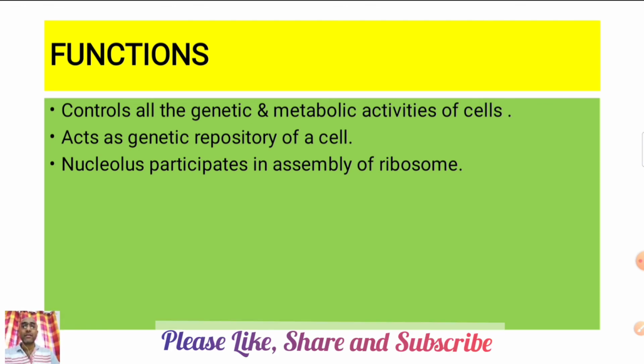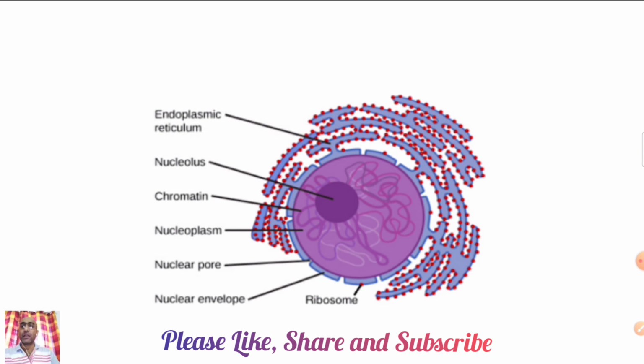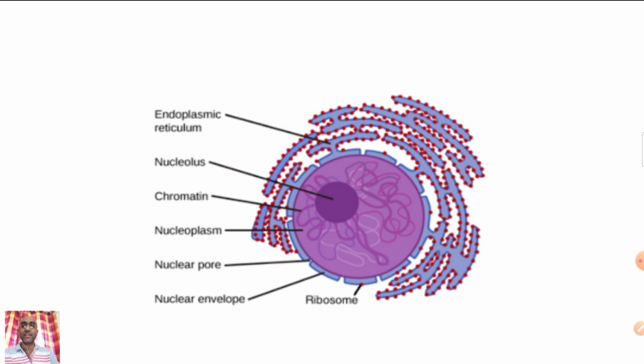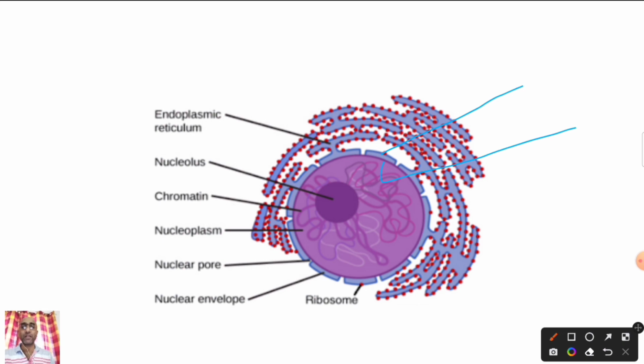And then we will go to the diagram of the nucleus. This one is the diagram of the nucleus. As you can see, there is the presence of outer and inner membrane. Just a minute, let me draw here. This one is the outer membrane, this one is the inner membrane. Got it? The outer membrane remains associated with the endoplasmic reticulum, as you can see here.